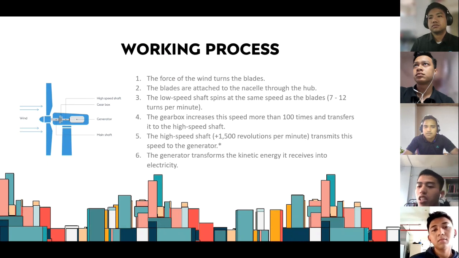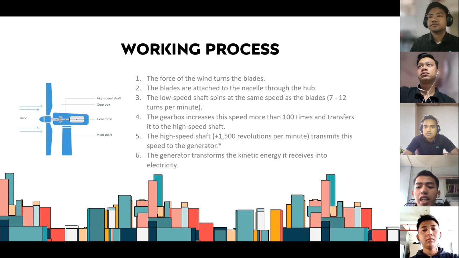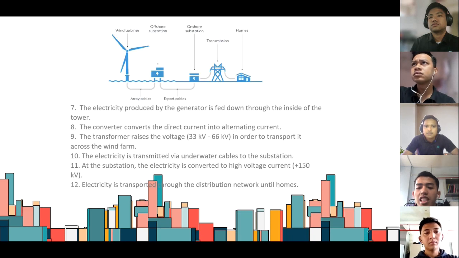The working process of the offshore wind turbine is as follows. First, the force of the wind turns the blades. The blades are attached to the nacelle through the hub. The low speed shaft spins at the same speed as the blades, which is 7 to 12 turns per minute. The gearbox increases the speed more than 100 times and transfers it to the high speed shaft, which runs at 1500 revolutions per minute and transmits this speed to the generator. The generator transforms the kinetic energy it receives into electricity.